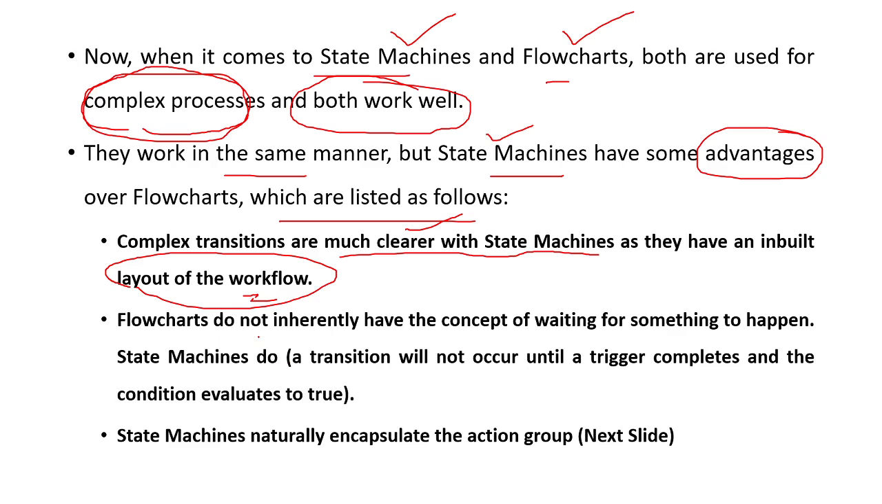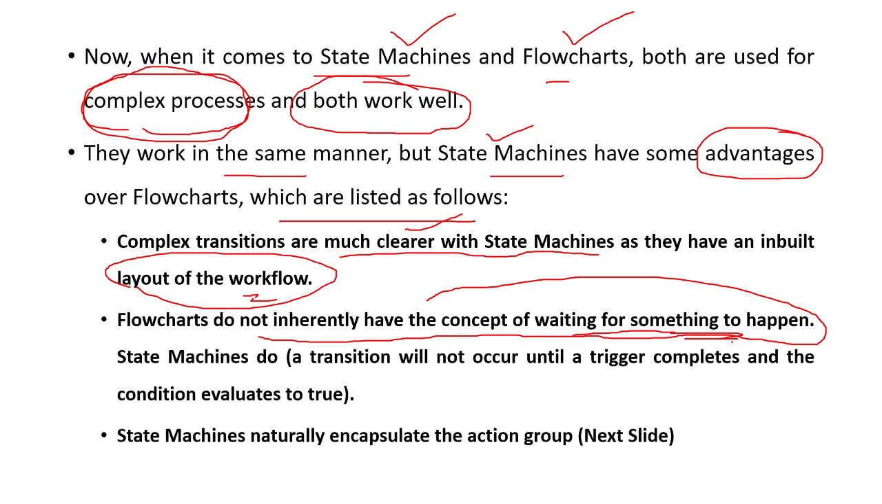So flowcharts do not inherently have the concept of waiting for something to happen. This is one more drawback of flowcharts when you compare them with the state machine. So flowcharts do not have the inbuilt concept of waiting for something to happen. For example, a transition will not occur until a trigger completes. I mean, until an action is performed by the user, the transition will not be completed. So that's what the author is telling here.